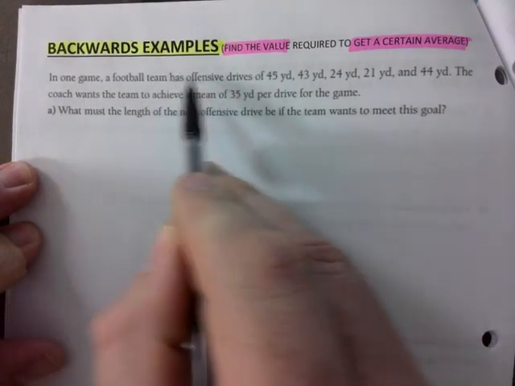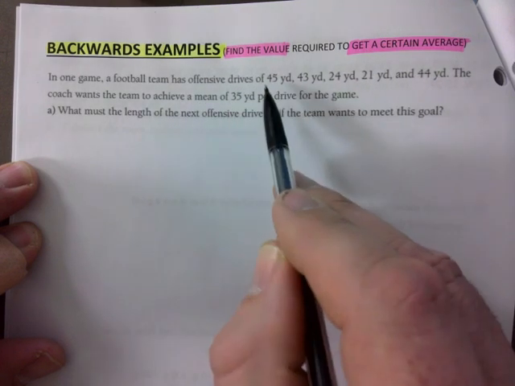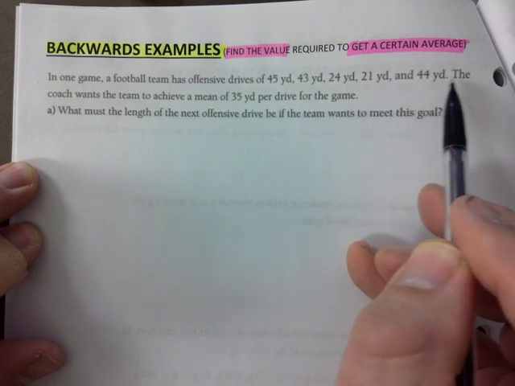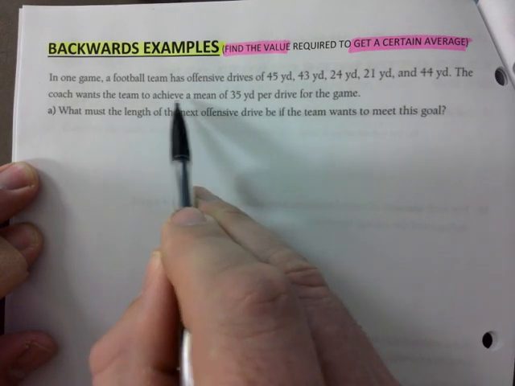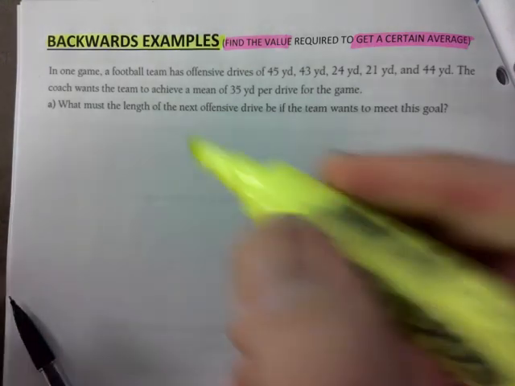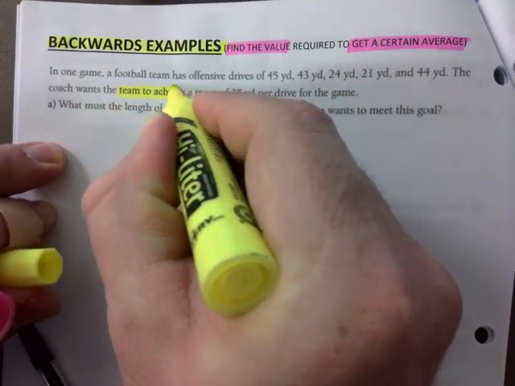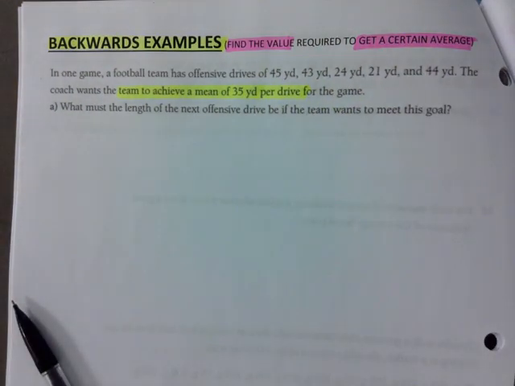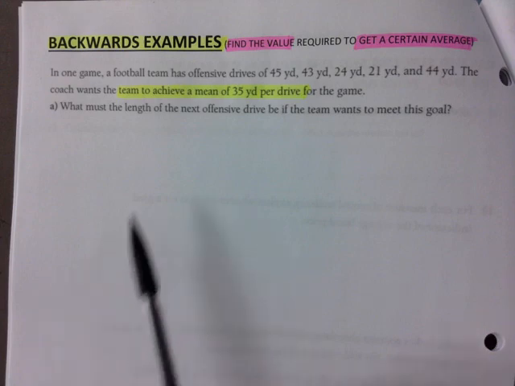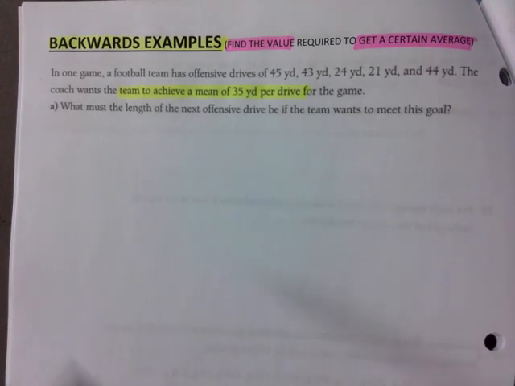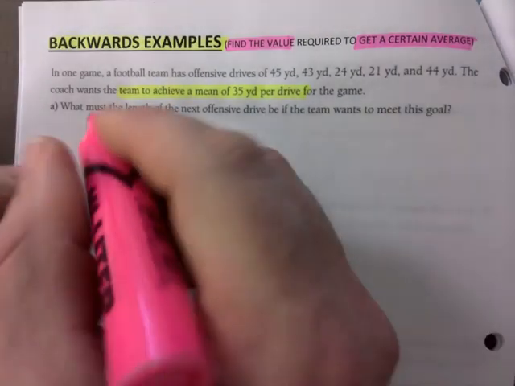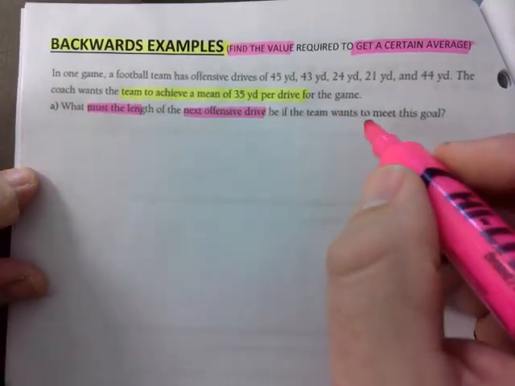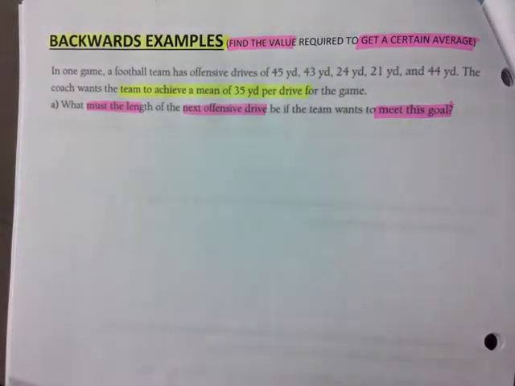In one game, a football team has the offensive drives of 45 yards, 43 yards, 24, 21, and 44. The coach wants the team to achieve a mean. That's important to us, right? The team wants to achieve a 35 yard per drive for the game. What must the length of the next offensive drive be? Right? So that's the question here. What must the length of the next offensive drive be to meet the goal? Okay.